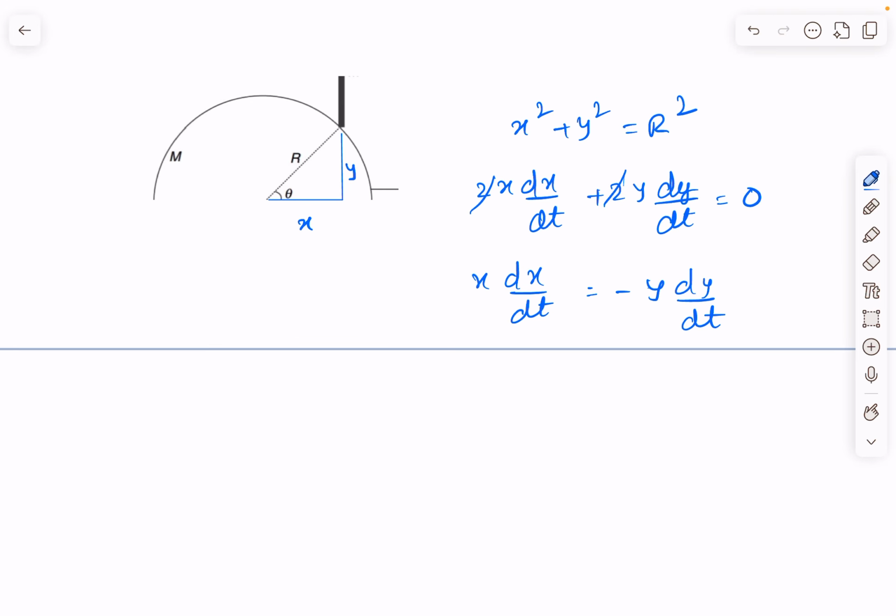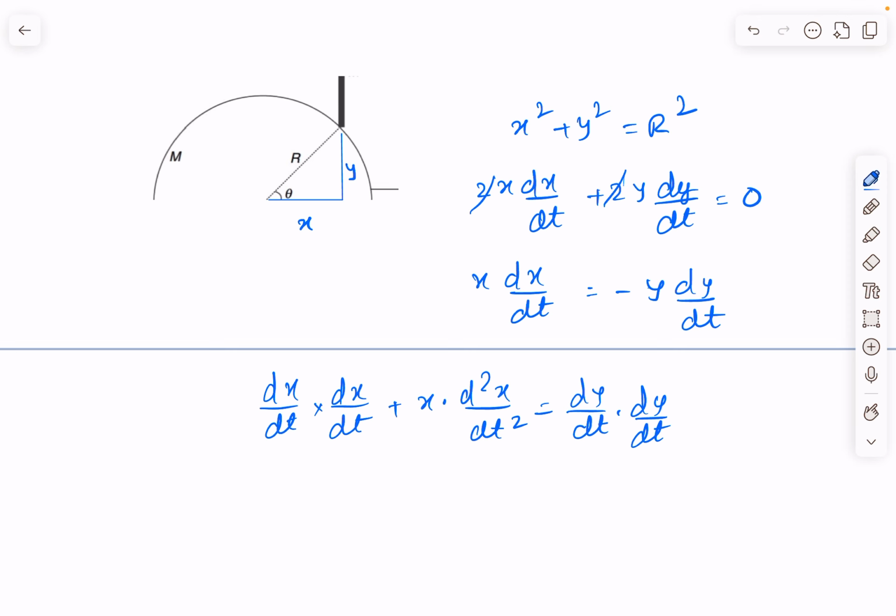So if we go by magnitudes only and differentiate further, then on the left hand side we get dx by dt into dx by dt plus x into d2x by dt square, and we are now going to ignore the minus sign. If we differentiate the term on the right hand side, we get dy by dt into dy by dt plus y into d2y upon dt square.